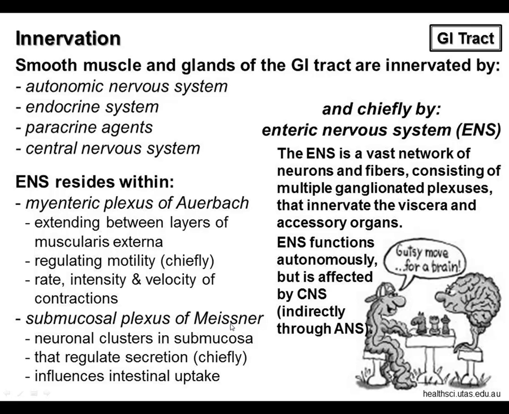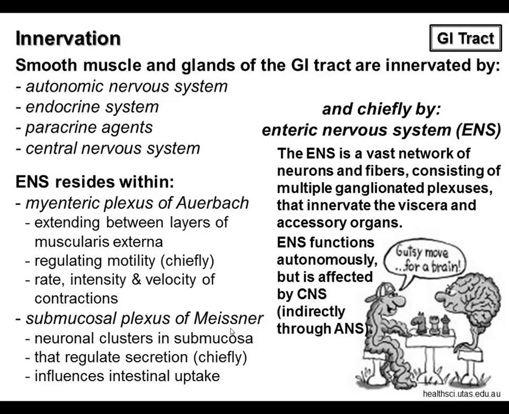Very different than the Meissner. The submucosal plexus of Meissner, these guys deal only with the secretion. Deal with the secretion and the absorption, in and out. And where are they at? They will be in the submucosa. Sounds good? So the submucosal plexus of Meissner will control the absorption and the secretion, and the myenteric plexus of Auerbach controls the motility, and it is between the 2 layers of the muscularis externa.